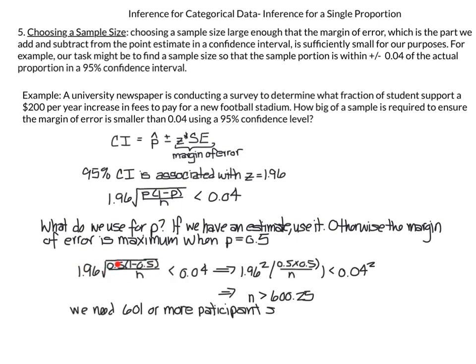We plug 0.5 into our formula, so we have the equation 1.96 times the square root of 0.5 times 1 minus 0.5 over n is less than 0.04. We get rid of the square root by squaring everything, so 1.96 squared times 0.5 times 0.5 over n is less than 0.04 squared. Now solving for n, we get n is greater than 600.25. So we need 601 or more participants in our sample.